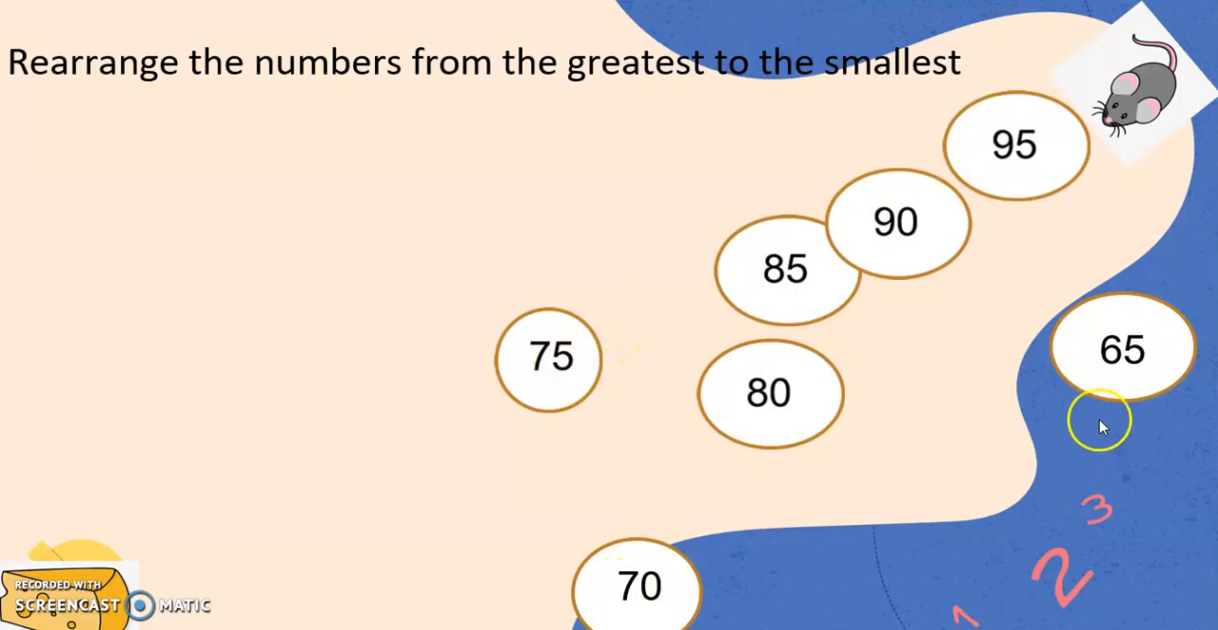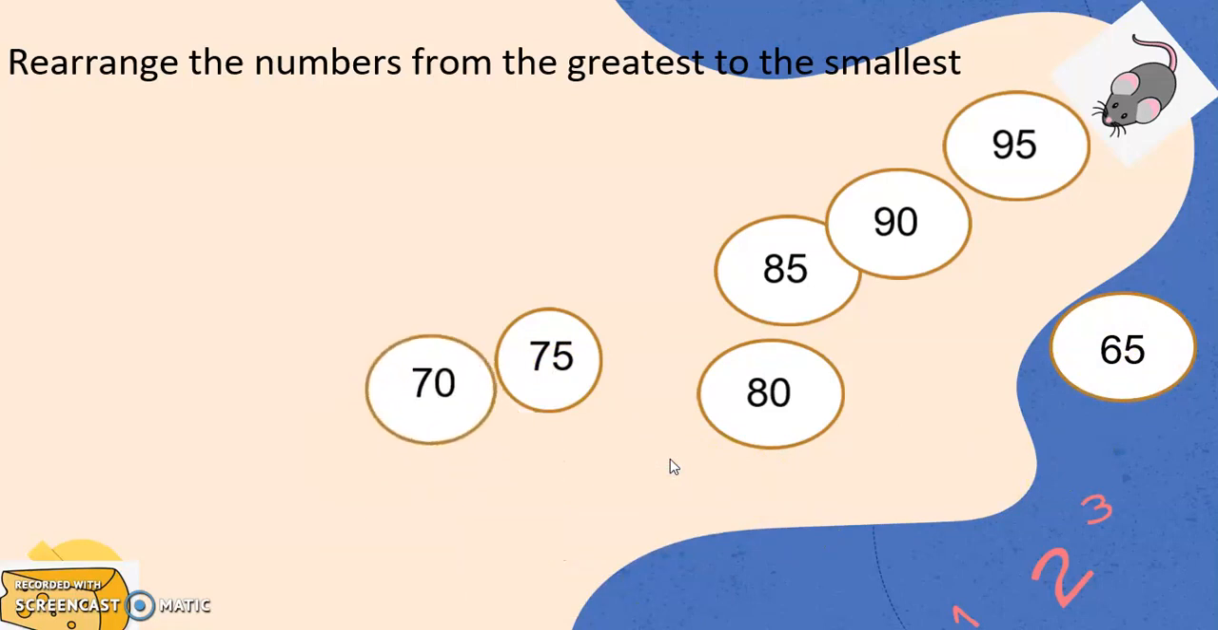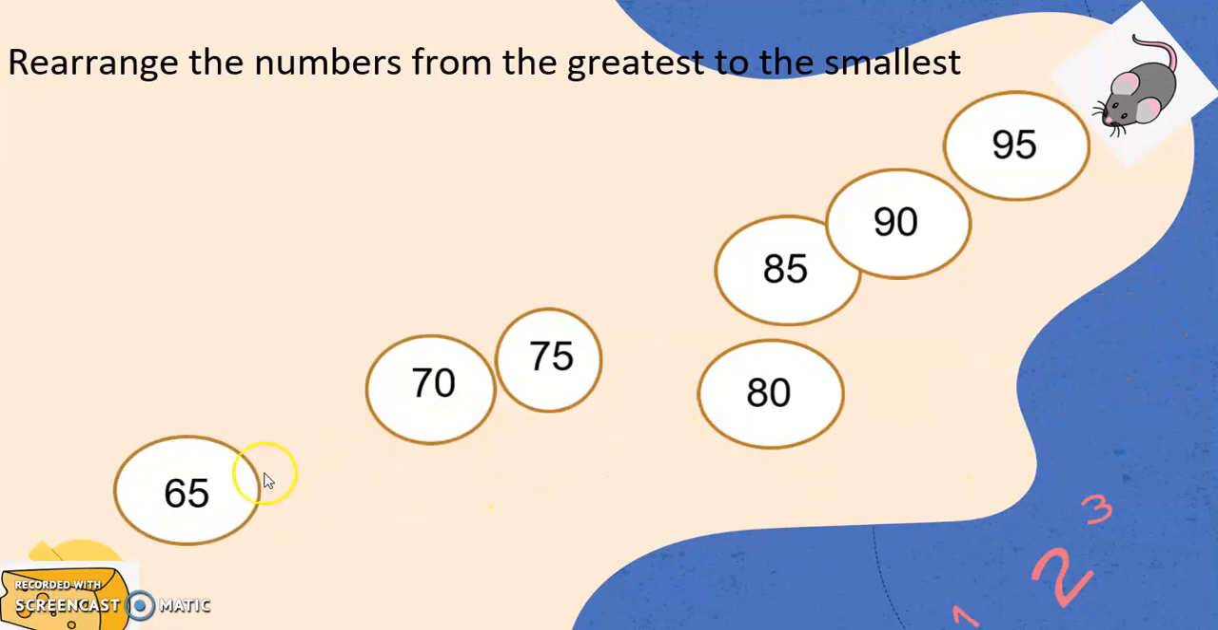75. We only have like two numbers here, 70 or 65. What's next? Yeah, 70. Okay, it means that 65 is the smallest. There you go. You have arranged the numbers from the greatest here, 95, terbesar, to the smallest, 65. Okay, and then the mouse can get into his favorite, the cheese.